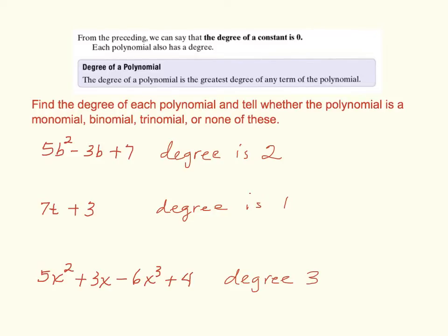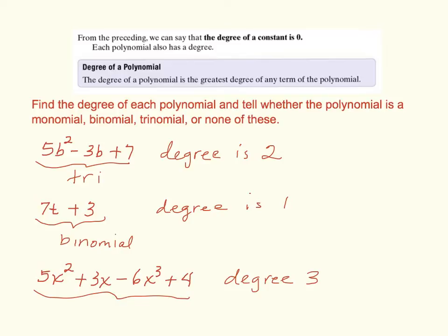Okay, now the first polynomial we see up here at the top is a trinomial because it has 3 terms. This second one is a binomial because it has 2 terms. And this one we call just a polynomial, so it's none of the 3 that we have listed up there.